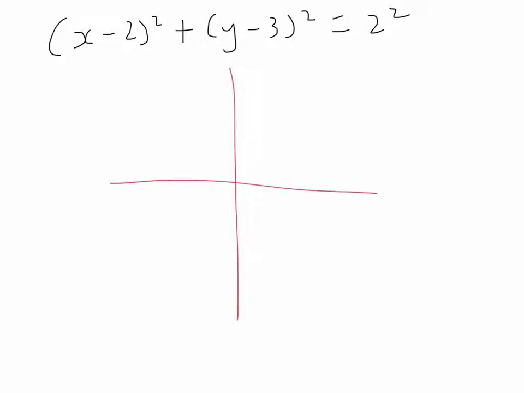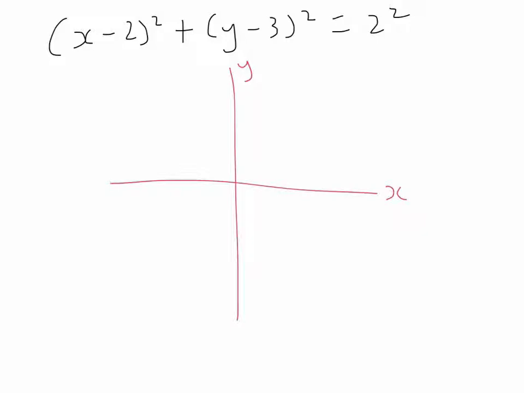If I draw my axes, my perfect Cartesian plane there, a normal circle would have its center at the origin, which is 0, 0. That negative 2 means I'm going to move this circle to the right 2 spots, and the negative 3 here means that I'm also going to move it up 3 spots. So I get it roughly here, and whether the circle is going to be here or like this depends on my radius, and my radius is 2.